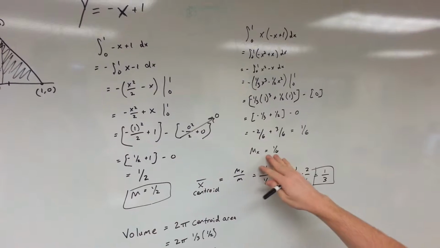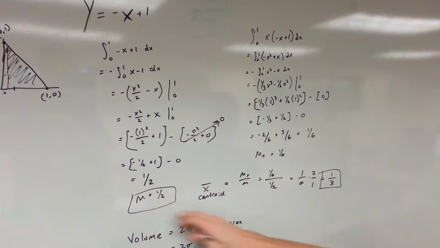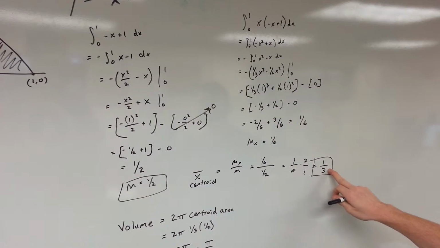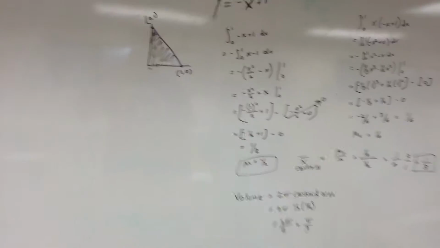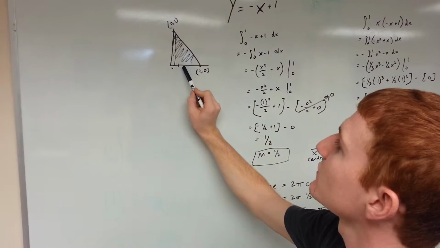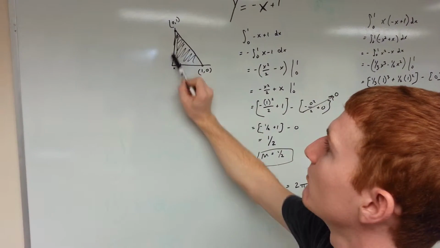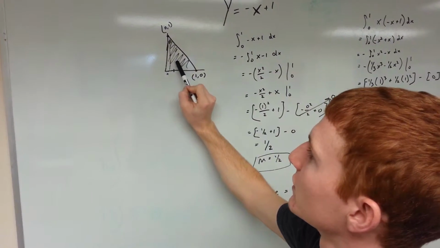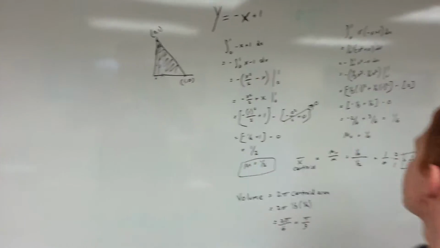So we take our moment of 1/6 and divide it by our mass of 1/2, and we get the centroid value is 1/3. And that makes sense too, because the centroid of all right triangles is 1/3 distance from the right angle of the triangle in both directions. So since this is 1, the centroid is 1/3 unit to the right of the base.